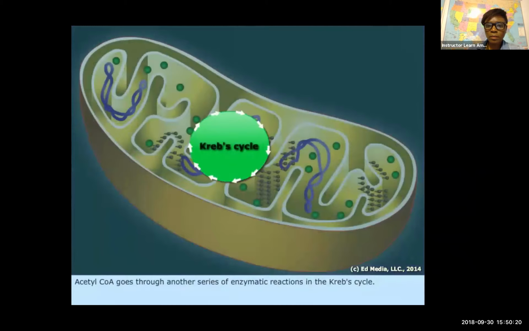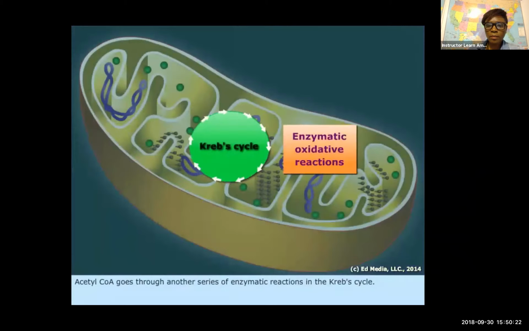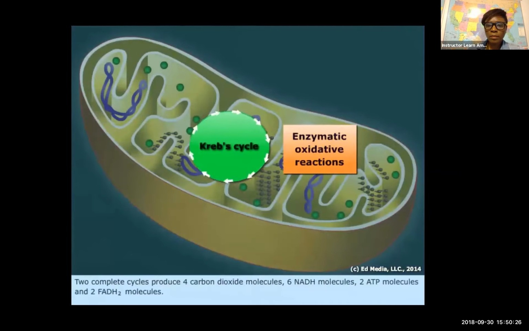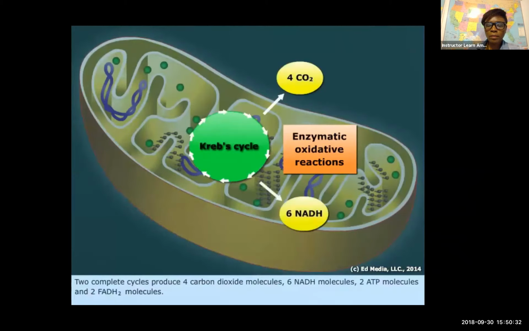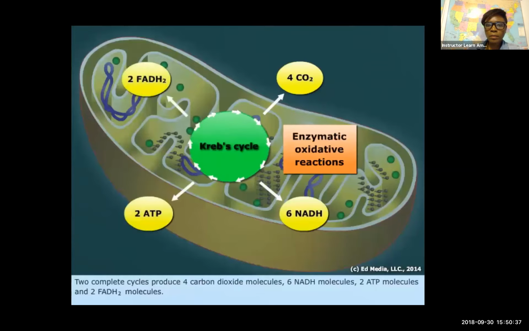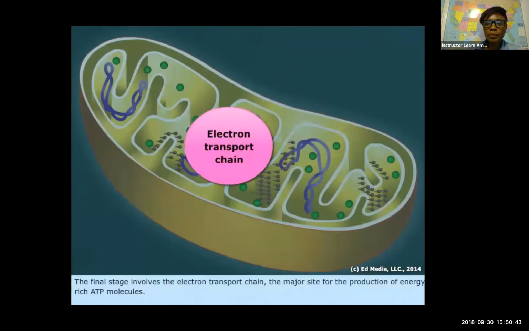Acetyl-CoA goes through another series of enzymatic reactions in the Krebs cycle. 2 complete cycles produce 4 carbon dioxide molecules, 6 NADH molecules, 2 ATP molecules, and 2 FADH2 molecules. It's another hydrogen carrier molecule. The final stage involves the electron transport chain, the major site for the production of energy-rich ATP molecules.